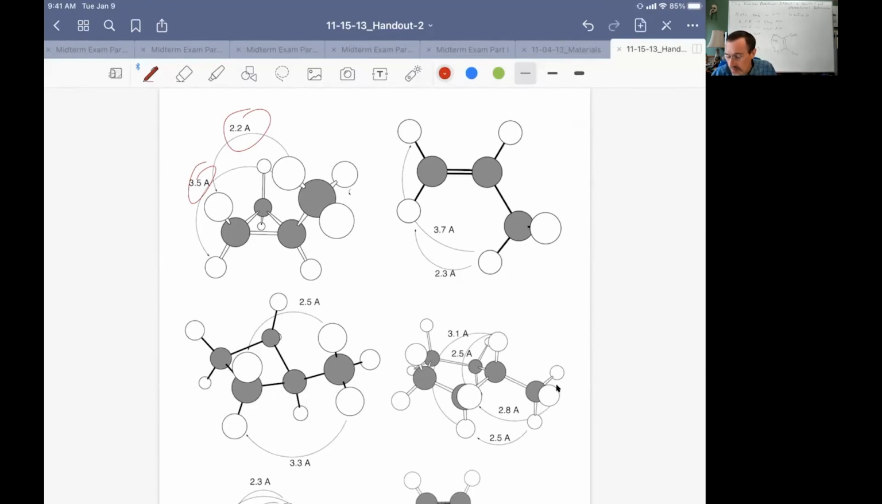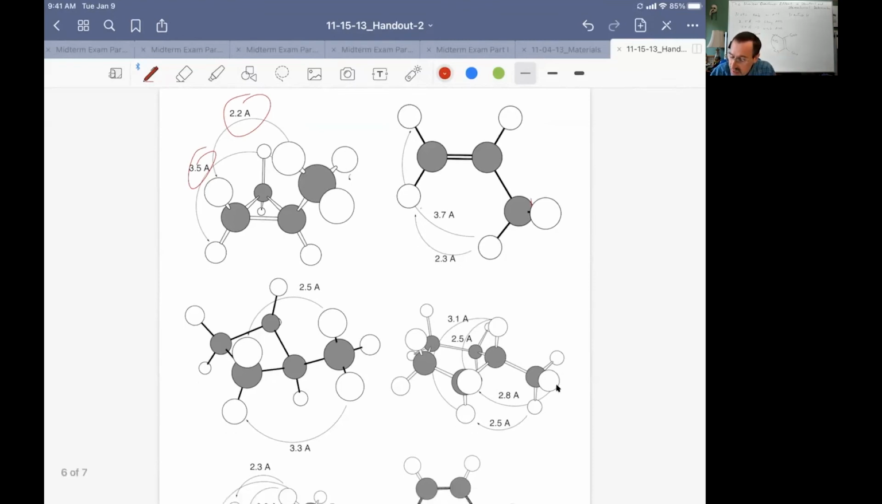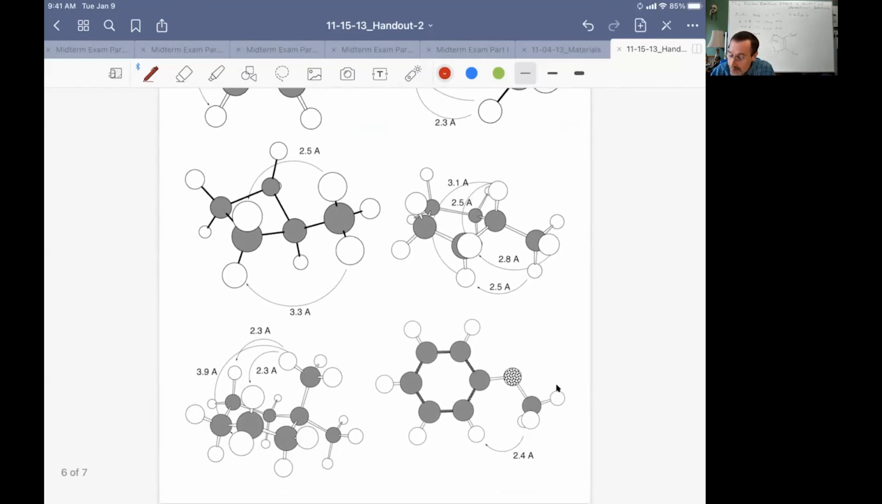Here's kind of our citraconic and mesaconic example with the methyl group cis to a hydrogen or trans to a hydrogen on an alkene, 2.3 versus 3.7 angstroms. Here's a methyl group on a benzene ring, kind of like that problem 2, or methoxy group on a benzene ring, kind of like that problem in the exam where we're trying to place something. And again, you'll see the ortho relationship.